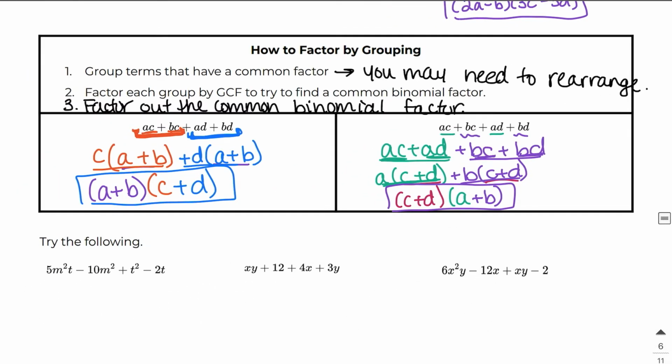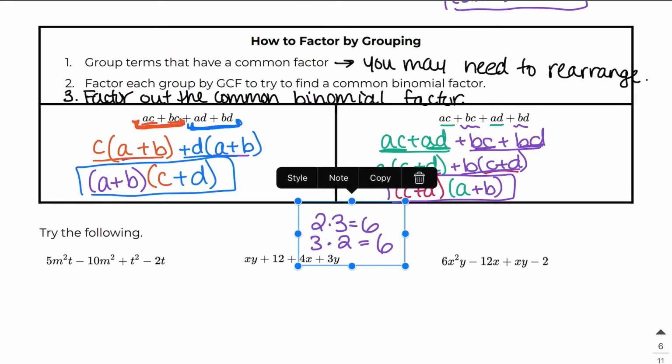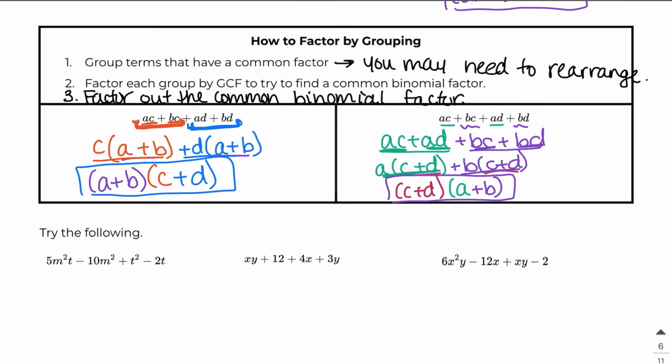Now, if you notice, these two answers are in a slightly different order. Here we've got A plus B first, here we've got A plus B second. C plus D second versus C plus D first. But they are saying the exact same thing because if I told you to tell me what 2 times 3 was, you would tell me it's 6. If I told you to tell me what 3 times 2 is, you would still tell me it's 6. So it doesn't matter what order we do this in, because the commutative property says we can multiply in any order we want. So let's go ahead and apply this.